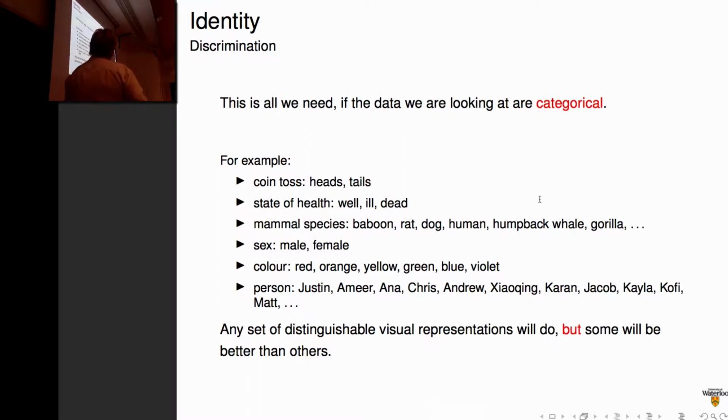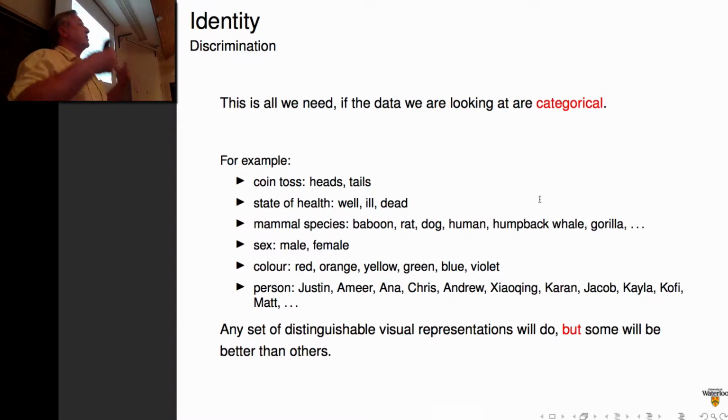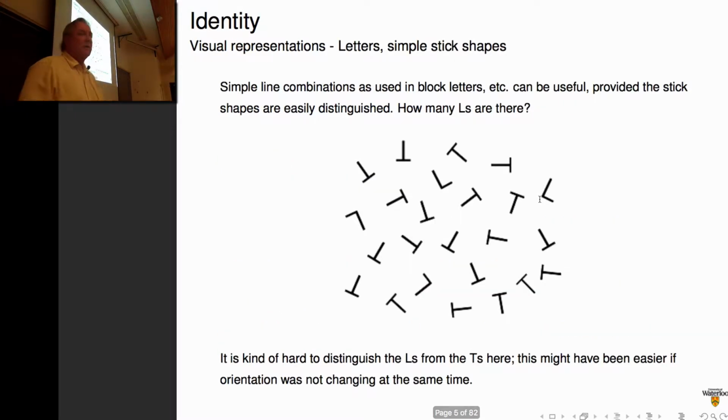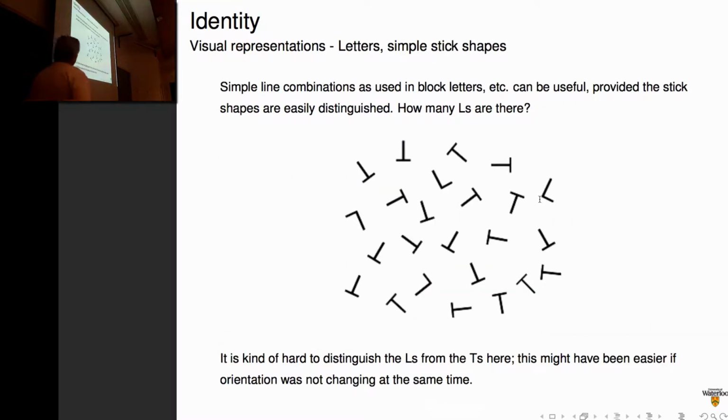So any set of distinguishable visual representations will do in order to distinguish identity, as long as we can tell one individual from another. But some are better than others. For example, we might look at some simple stick representations of individuals. And so I ask you here, how many L's do you see? They're just L's and T's. How many people see only one? Show of hands. 2? Few people see only 2.